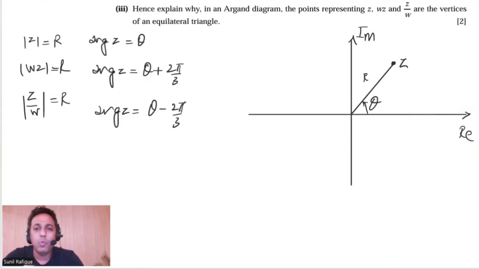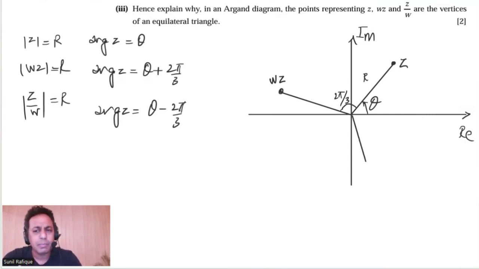Okay, so now what about wz? If you add 2 pi by 3, which is 120, to the angle you were thinking of in your head, like I am thinking 40, it's 160. So it will end up somewhere here, let's say here. So this is wz, right? And this angle in the middle is going to be 2 pi over 3. Now, if you subtract 120 from this acute angle, 40 minus 120 is going to be minus 80.